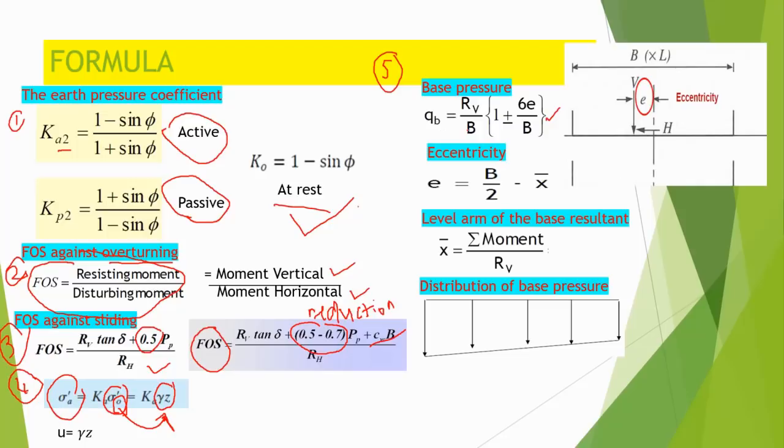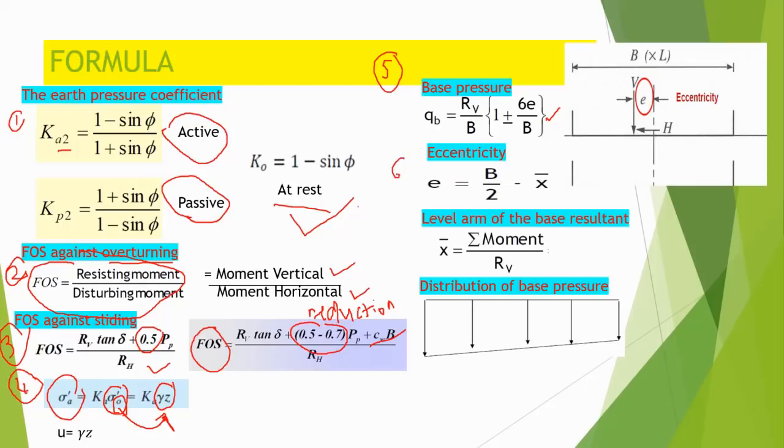Plus minus 6. E is eccentricity. Eccentricity ni maksudnya dia penengah. Okay. From this center to the vertical reaction actually. Okay, we have formula for eccentricity, which is base divided by 2 minus x bar, location. Okay, so this eccentricity unit formula.